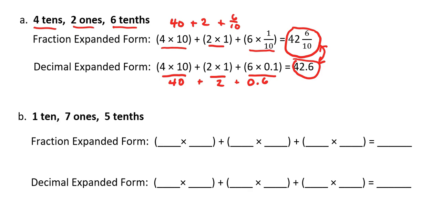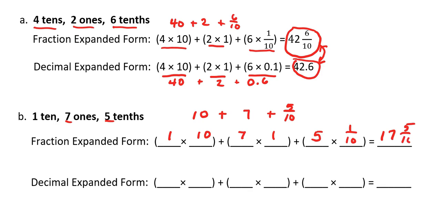Now let's do the same thing in problem B. I have 1 ten, so that will be 1 times 10, 7 ones, that would be 7 times 1, and 5 tenths, which would be 5 times 1 tenth as a fraction. Well, 1 times 10 is 10, 7 times 1 is 7, 5 times 1 tenth is 5 tenths. My total then is 17 and 5 tenths.